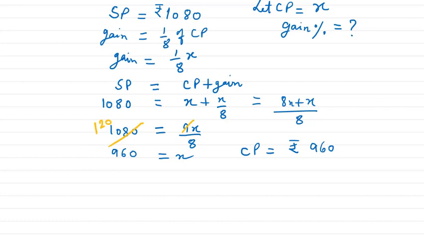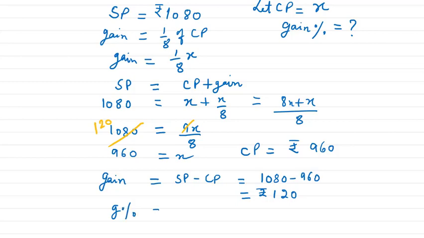Now the first part we have calculated. The second part is finding the gain percent. For finding the gain percent, you have to find the gain, which you know is SP minus CP. Here your SP is 1080 and CP is 960. After calculating, you will get 120 as your gain. Now gain percent, you know the formula: gain percent is gain divided by CP into 100. So you have all the values, you can just put them in. Gain 120 over CP 960 into 100. So here we'll calculate, and the gain percent will be 12.5%.